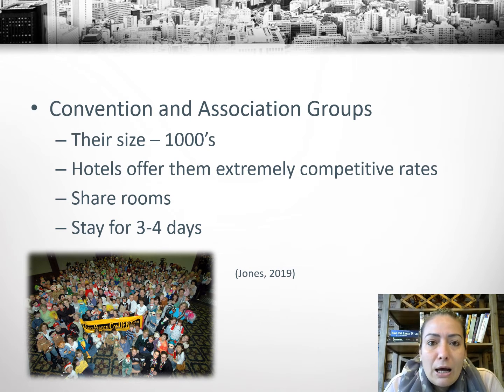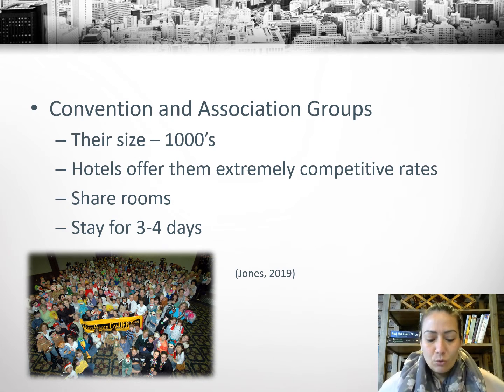Then you get your big sizes. So these are your convention and your association groups. What makes them different from the previous one is the size. They are thousands. So hotels love these guys. Why? Because they can literally book out the whole hotel. Okay, that is why hotels offer them extremely competitive rates. Why? Because they can come back. Remember, a convention normally takes place every year, so it's annually.